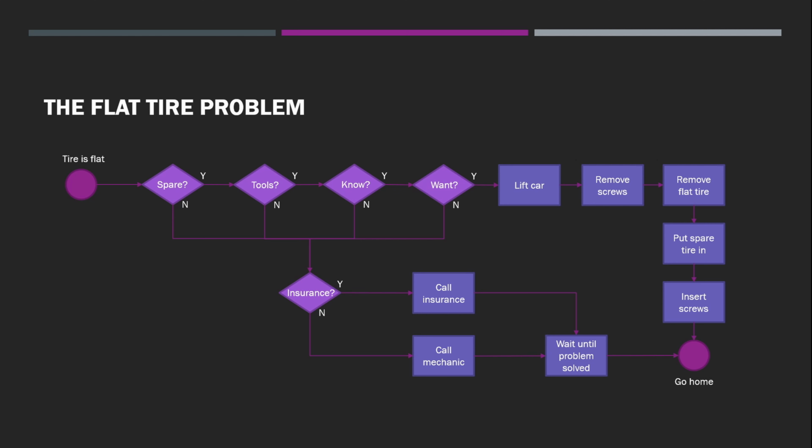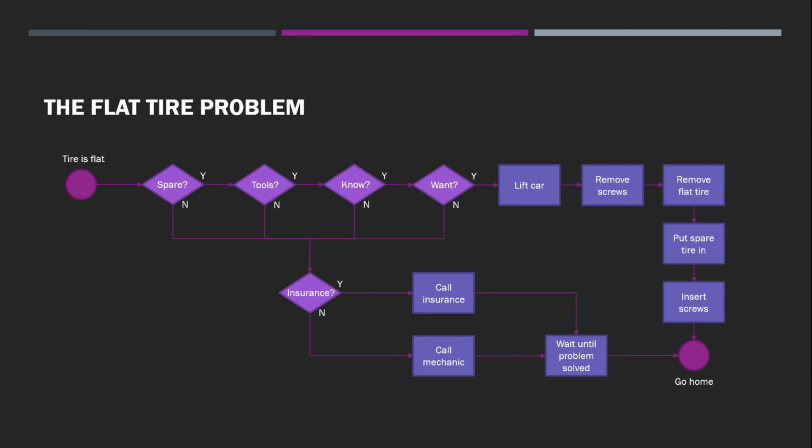If the answer is yes to all of the above, then I can proceed with the sequence of steps required to change a tire. The first one is I have to lift the car, then remove the screws. Finally, I have to remove the flat tire and put the spare tire in. I have to insert the screws back in, and then I'm ready to go home.